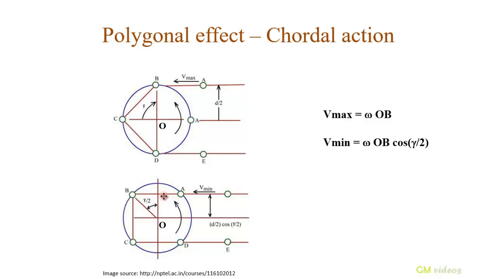For all positions of the chain, its velocity will be varying according to this angle, according to the cosine of the angle. So at one instant it will have a maximum velocity, after some instant it will have a minimum velocity, or we can say the velocity of the chain will keep on alternating between a maximum value and a minimum value. Such an effect is called the polygonal effect.